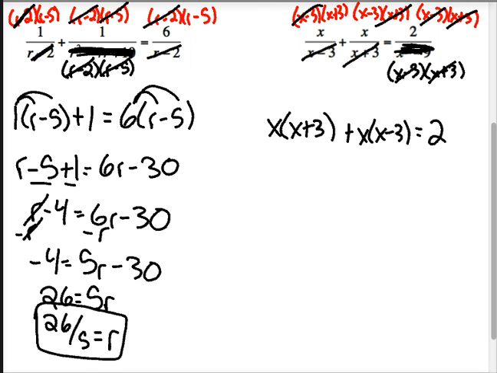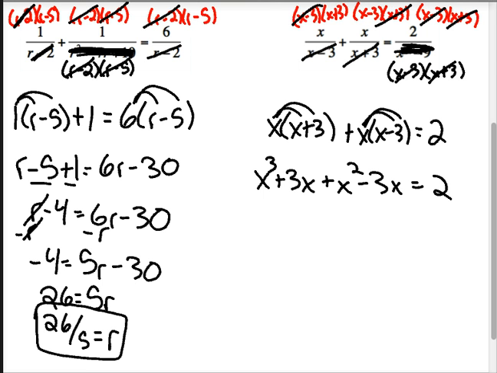So now I'm just ready to solve. So I get x squared plus 3x when I distribute that. X squared minus 3x equals 2. Now here when I'm combining like terms, well 3x minus 3x just cancels out. X squared plus x squared gives me 2x squared.